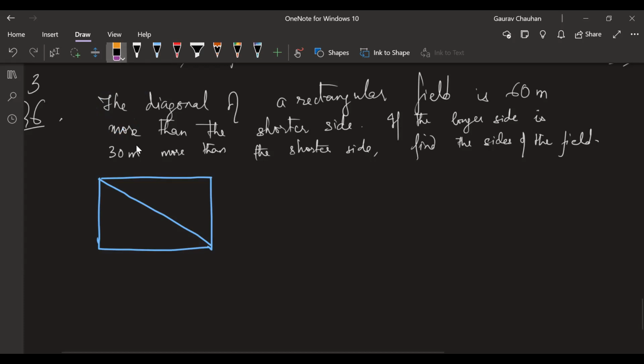The diagonal is 60 meter more than the shorter side. Okay, interesting. 60 meter more than the shorter side. Longer side is 30 meter more than the shorter side. Why don't I just take shorter side as x? Makes my work half done. So I'm going to take the shorter side as x, breadth as x. Longer side is 30 meter more, x plus 30 meter. Diagonal is 60 meter more, so x plus 60 meter.